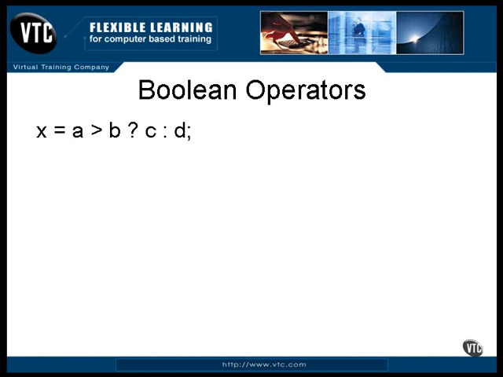What this statement does is start by evaluating the Boolean expression. If it results in true, then the value of C is the result of the expression, and that is the value assigned to X. If the Boolean expression is false, that is, if A is not greater than B, the value of D is taken as a result and assigned to X. Here is another way to write exactly the same thing.